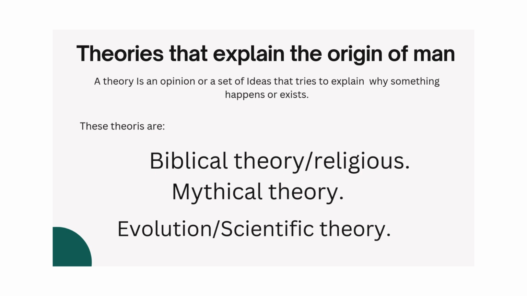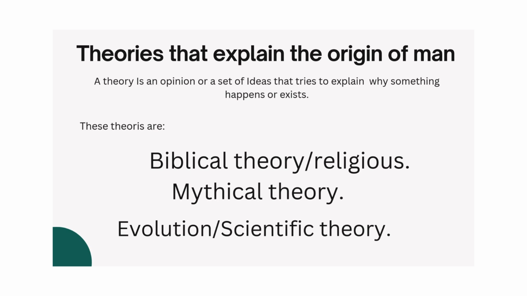So the first thing I want us to start with is to define a theory. What is a theory? Can you remember what you said a theory is? If not, let's proceed. A theory is an opinion or a set of ideas that tries to explain why something happens or exists. Let me repeat that: a theory is an opinion or a set of ideas that tries to explain why something happens or exists. So that is what a theory is.